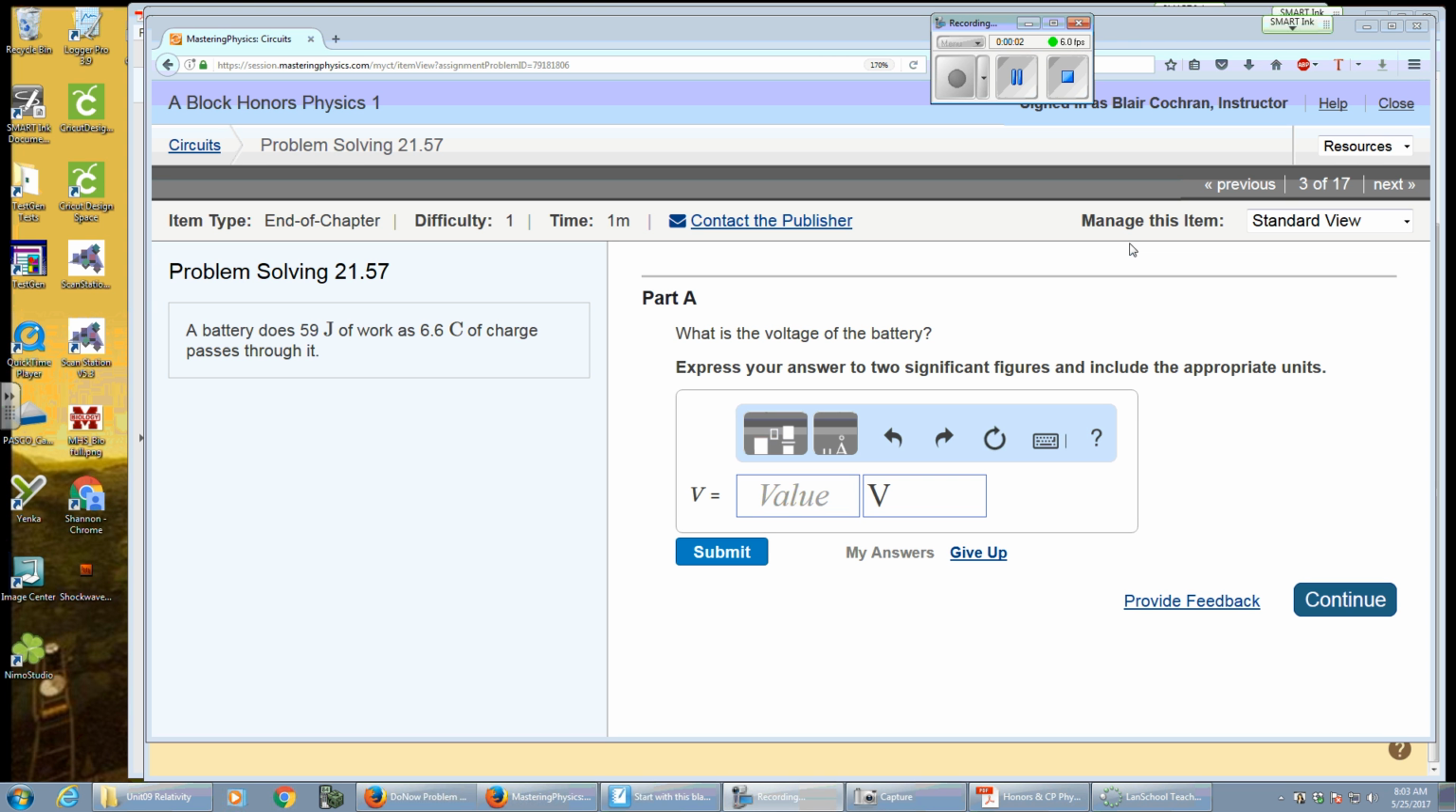All right, so we're going to start with number 3 here. This is one of the reasons I really like to do that form that you guys fill out to say which problems to do. Because I probably wouldn't have guessed that this was one of the problems that most people needed. Because we got this battery doing this much work as this much charge passes through it, and we're asked to find the voltage of the battery in volts.